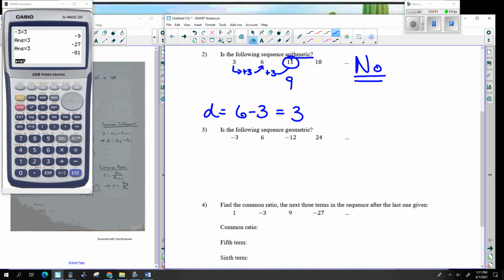Okay, back to the geometric. The geometric would have a ratio, which would be 6 divided by -3. And so what we're looking to do is multiply by -2. Yes, that is geometric.